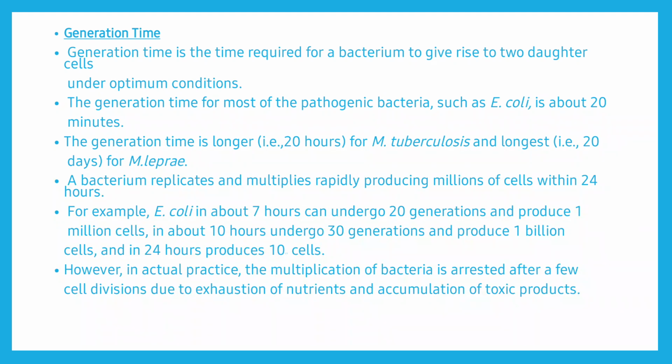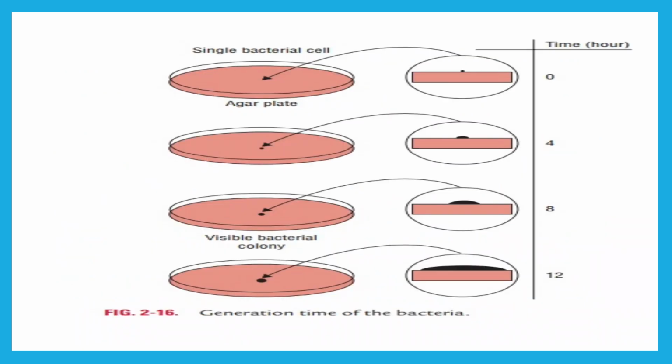The bacterium replicates and multiplies rapidly, producing millions of cells within 24 hours. For example, E. coli in about 7 hours can undergo 20 generations and produce 1 million cells. This is how the generation time of bacteria takes place. A single bacterial cell inoculated in an agar plate grows into a visible bacterial colony in a generation time of 12 hours.